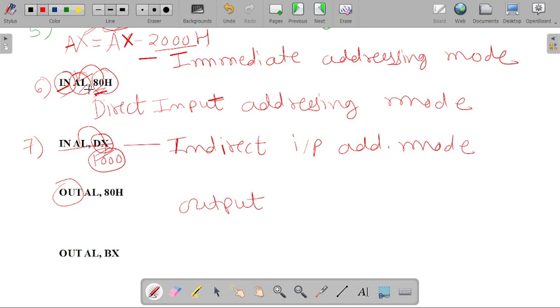So what is the difference between the sixth and the seventh example? In the sixth example, the location is given directly, so we write direct input addressing mode. But in the seventh example, the particular location is not given directly. It is given in the form of a register, here the DX register. So you can write indirect input addressing mode.